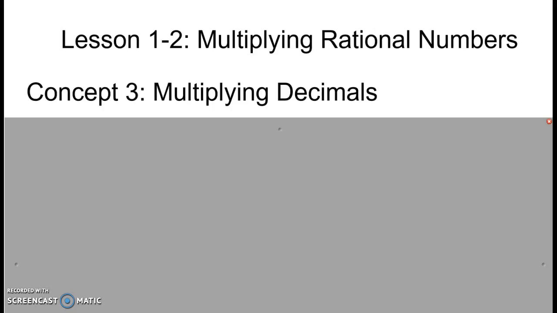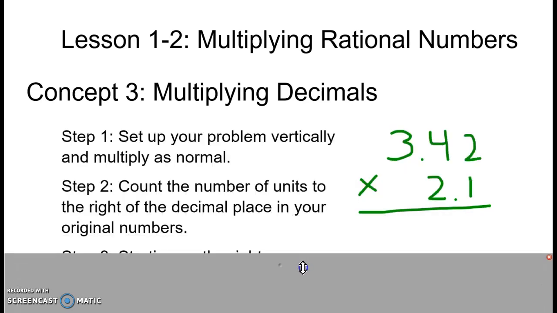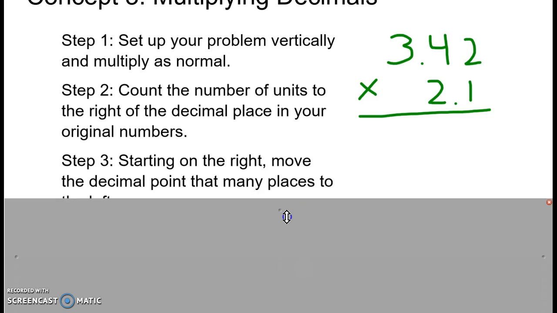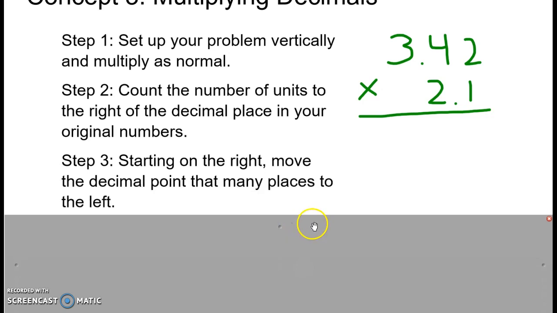Lesson 1-2, Concept 3, Multiplying Decimals. Now, multiplying decimals is very similar to multiplying integers. There's basically just one step at the end that you have to do. But it helps me to set the problem up vertically.